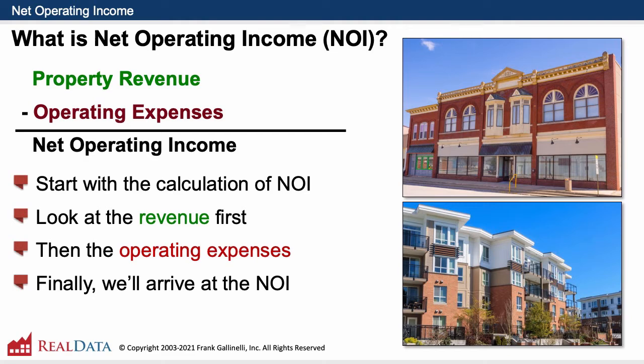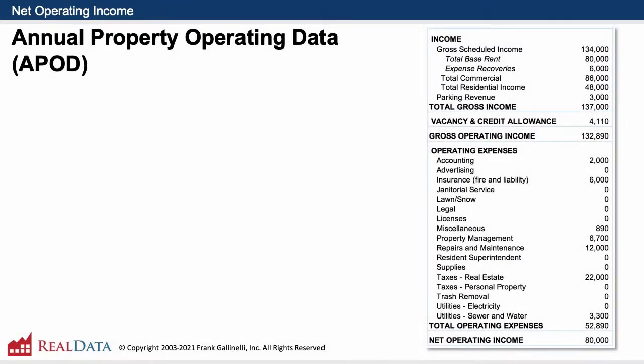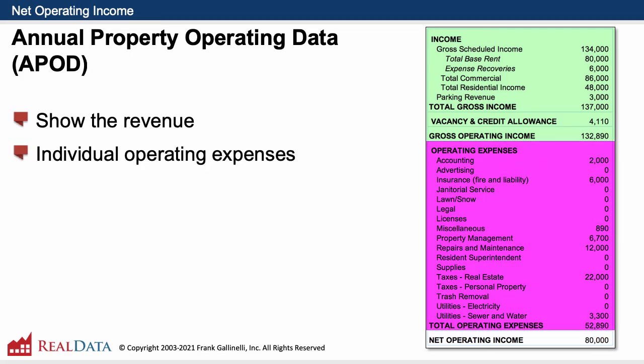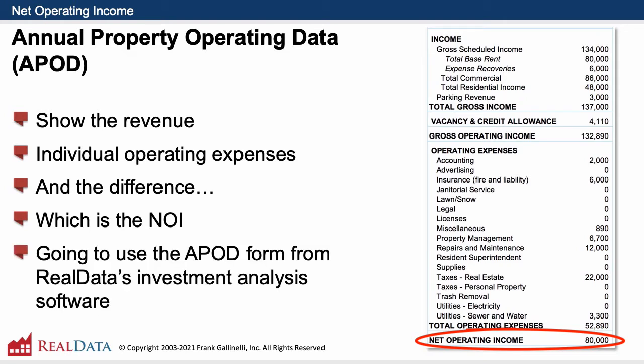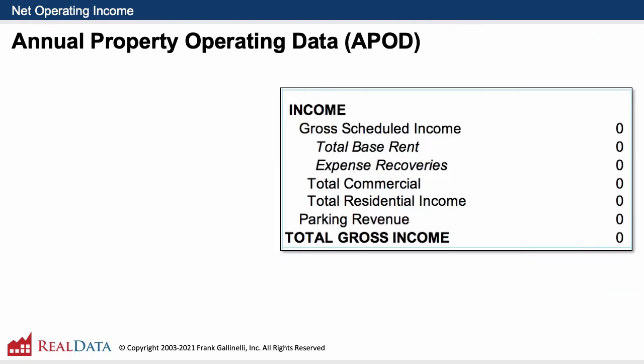A good way to figure a property's current NOI is to use a form called an Annual Property Operating Data, or APOD form. It's a straightforward way to show the revenue, the individual operating expenses, and the difference, which is the NOI. And FYI, I'm going to use the APOD form from RealData's investment analysis software, but just slightly abbreviated to fit this video screen. The revenue portion at the top of the form might look like this.